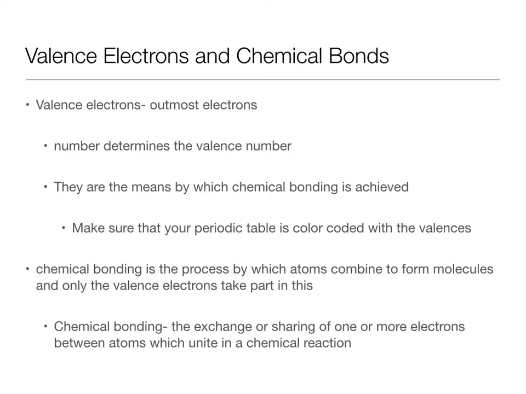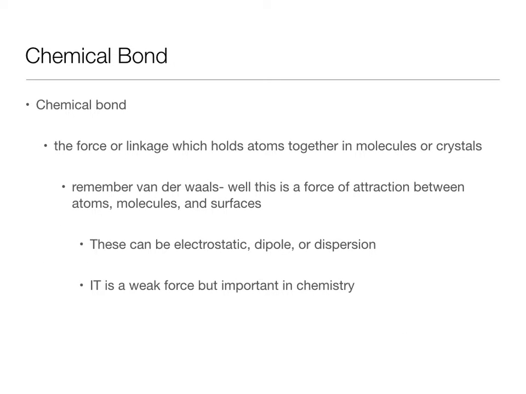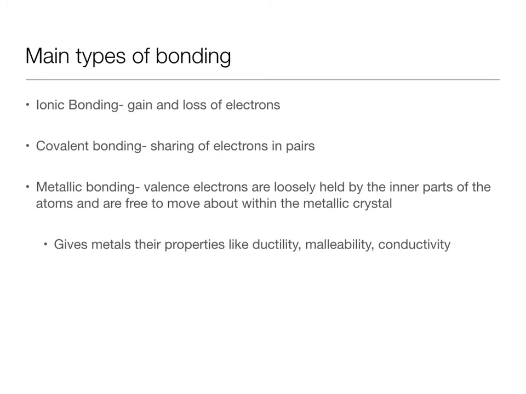Chemical bonding is the exchanging or sharing of one or more electrons between atoms which unite in a chemical reaction. A chemical bond is a force or link which holds atoms together in molecules or crystals. Van der Waals is the weak force that is attraction between atoms, molecules, and surfaces. There's also electrostatic, dipole, or dispersion. But it is a weak force and it's important in chemistry. It determines what's going to happen. And there's more than just van der Waals forces, but van der Waals is the basic one.